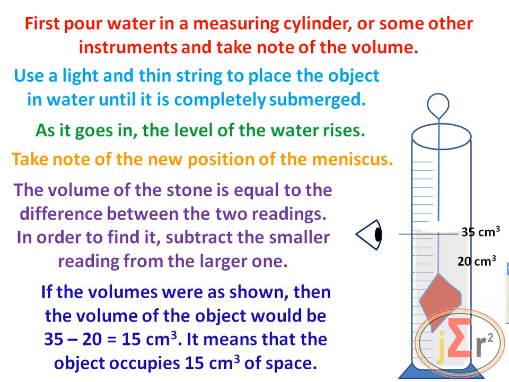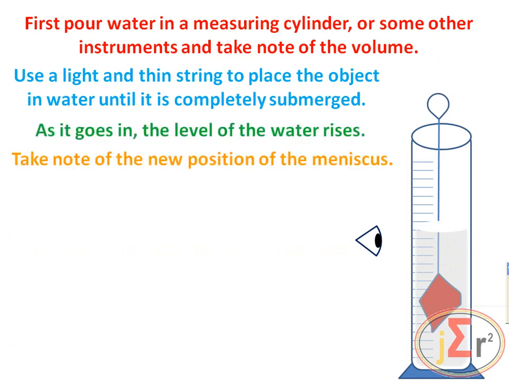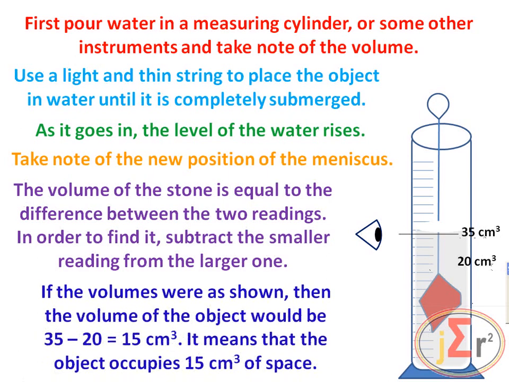So if we want to measure the volume of a stone, we take note of the volume of water that is in the measuring cylinder first. Then, as we cause the stone to be completely submerged, the level of the water will rise. And we take note of the new position of the meniscus. If the first position was 20 centimeters cubed and the next one 30 centimeters cubed, then the difference between the two of them will represent the volume of the stone.